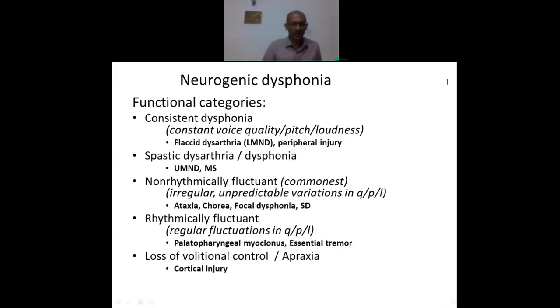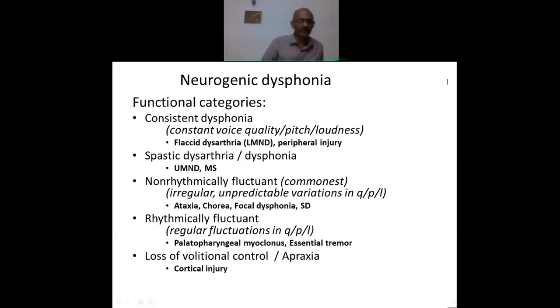Okay, this looks like a crowded slide, but just very quickly to remember: when there are neurological dysphonias, there are very different categories. A flaccid dysarthria causes what is called a consistent dysphonia, while multiple sclerosis causes what is called a spastic dysphonia. Then this particular group, which is supposed to be the commonest, that is the ataxia, focal dysphonia, and then spasmodic, which is actually not so common, causes a fluctuant dysphonia. Then the far less common palatopharyngeal myoclonus or tremor causes a rhythmically fluctuant dysphonia.